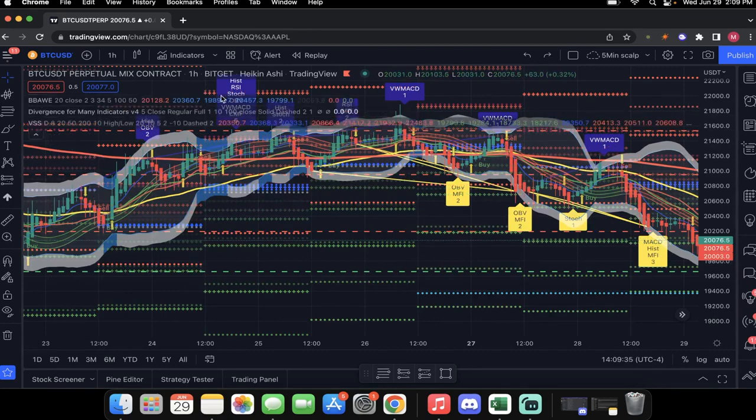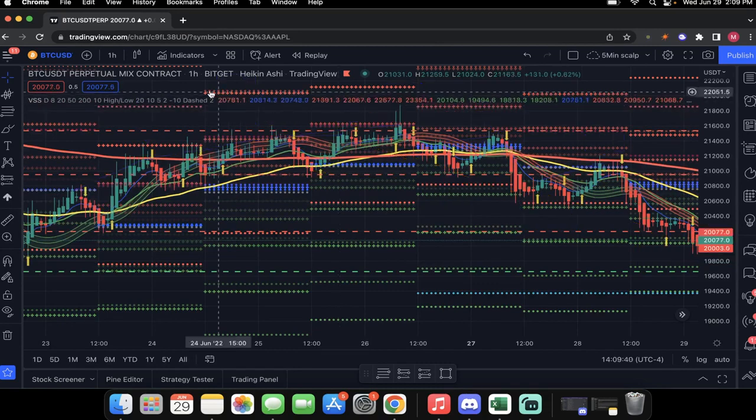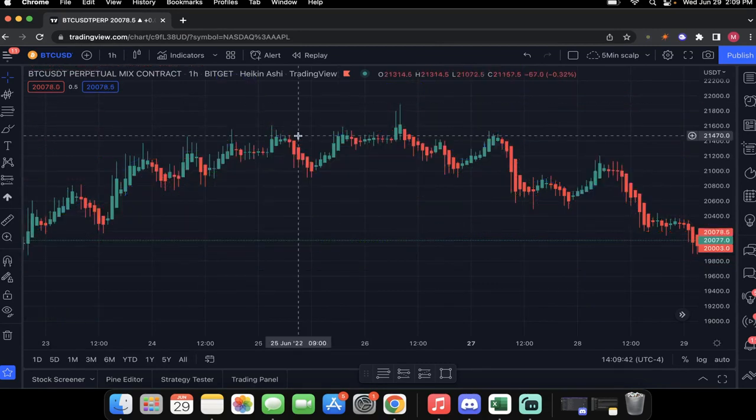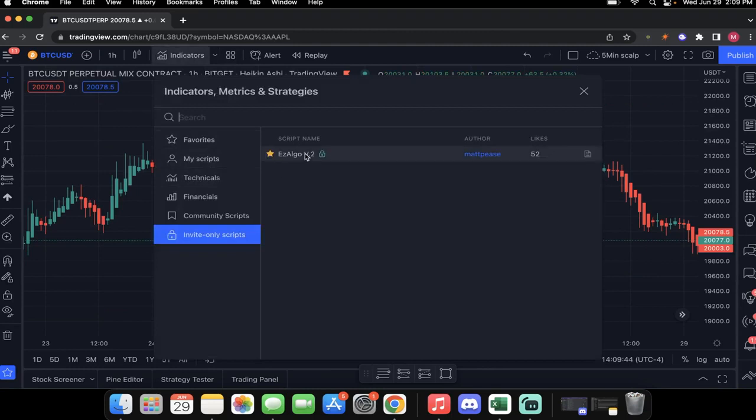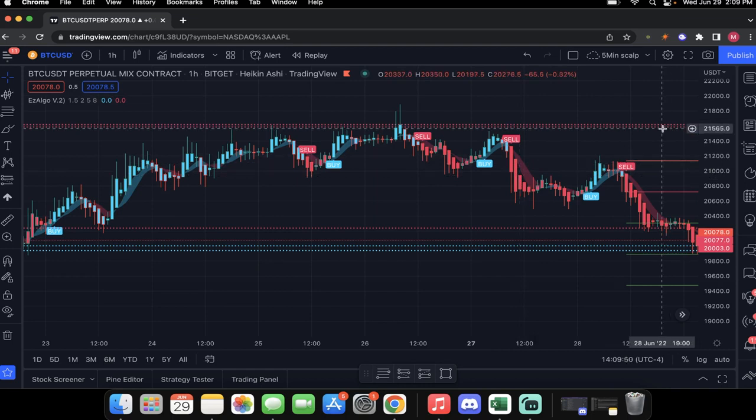The only thing you want on there for the swing failure pattern is your EzAlgo. So clear your chart off. We're on the 1 hour. Go to your invite only, put your EzAlgo on. I'm going to show you a trick. Everybody wants to know, well, I keep bouncing back and forth between the different support levels, and I don't want to have to keep bouncing back and forth between the different chart time frames.